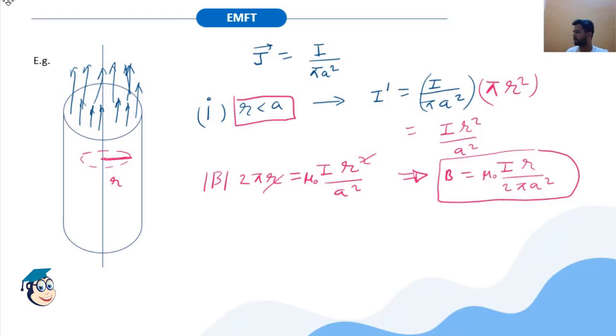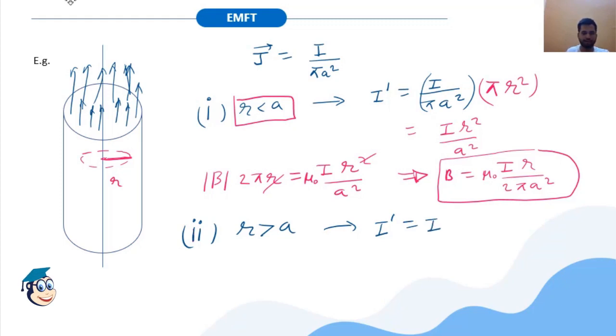Okay, so this is the amount of magnetic field inside of that cylindrical wire which has a uniformly distributed volume current. Okay, so the second sub case is R greater than A, that is outside of the cylinder. For outside of the cylinder, the current enclosed in the Amperian loop would be I only.